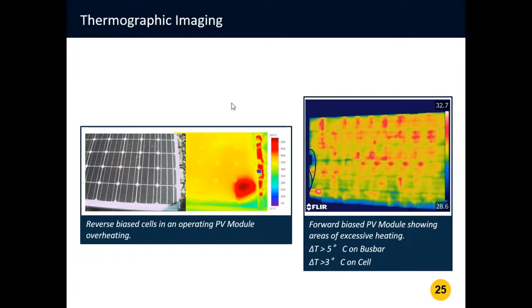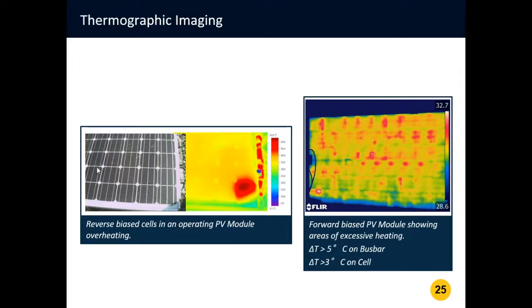So the final characterization technique that I'll discuss is thermographic imaging. This is one of the most common fault-finding techniques for a PV installation, to assess PV modules under operation with a thermal camera. They can either mount a thermal camera on a drone, or they can walk through the PV installation with a thermal camera and look for any hotspots.